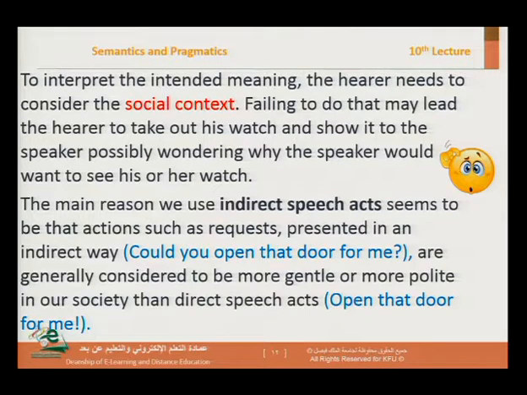Okay? So that's why there is always a politeness kind of going on when you are becoming indirect in your speech.